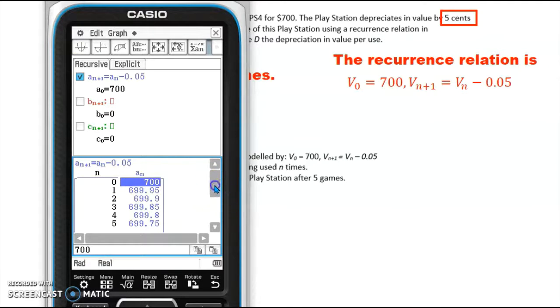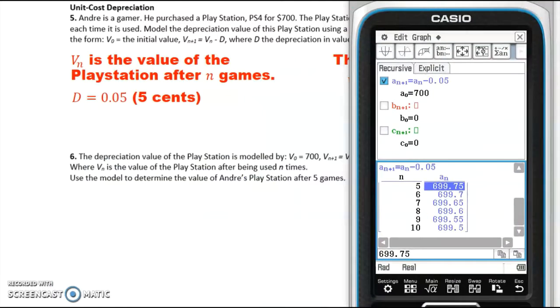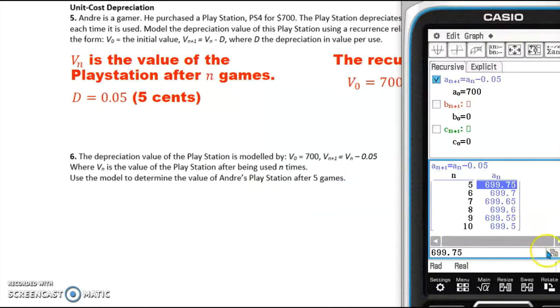Now, the really good thing about this is it actually uses the same values I used before. So n equals 0 all the way down to n equals 10. Okay, so now we just look at what happens after 5 games. We get $699.75. Okay, so that's our solution there.